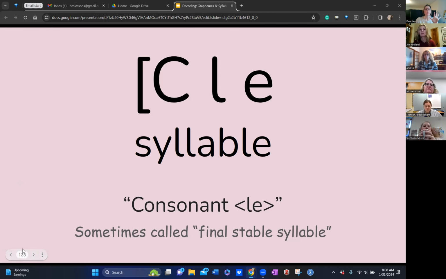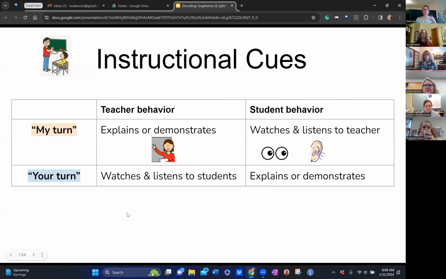So I'm going to do my best to model for you, because you are my group, the instructional cueing that I talked about in the small group lecture, where I'll say my turn, which means I'm going to explain or demonstrate something. You, as my student, are going to watch and listen. Then when I say your turn, you are going to respond. You're going to explain or demonstrate or do what I want you to do. And in this case, that's going to be typing into the chat. So get ready to type into the chat when I cue you with your turn.